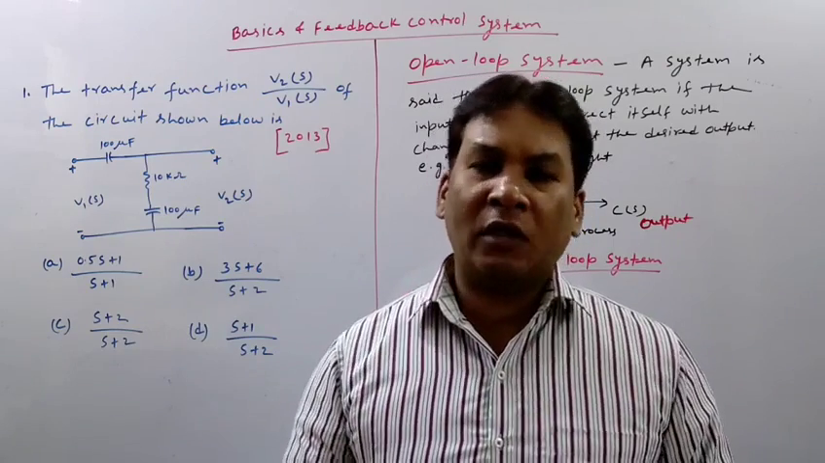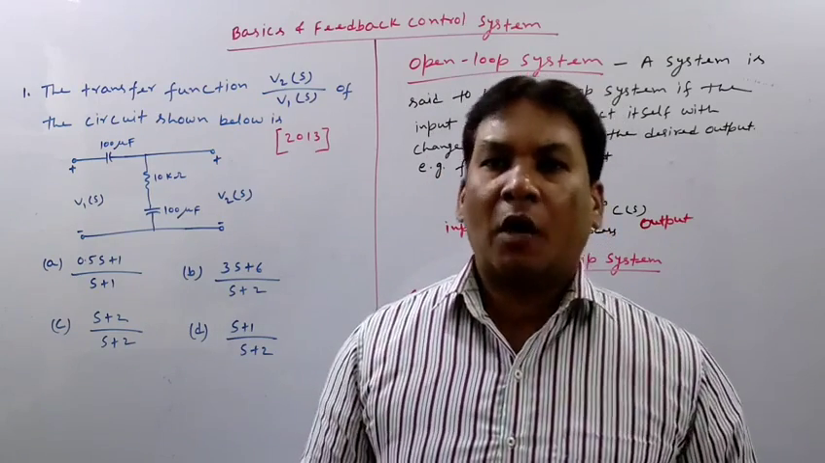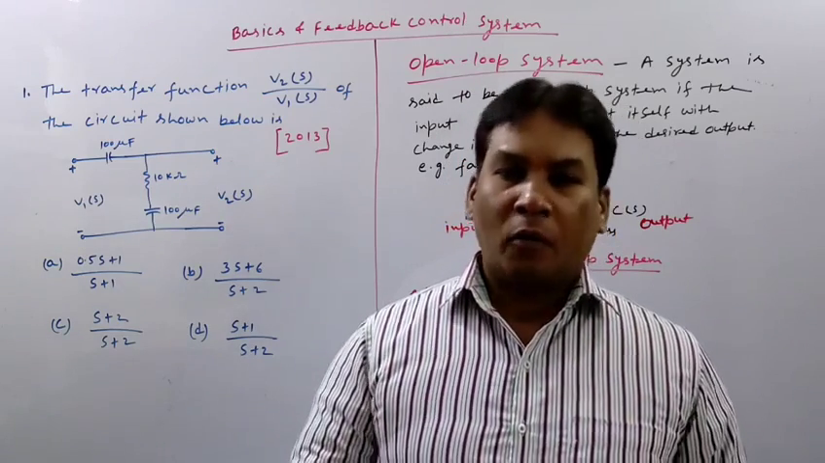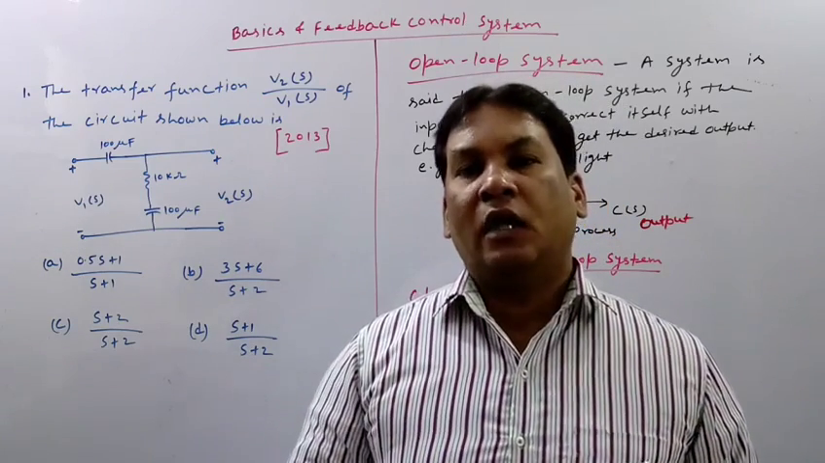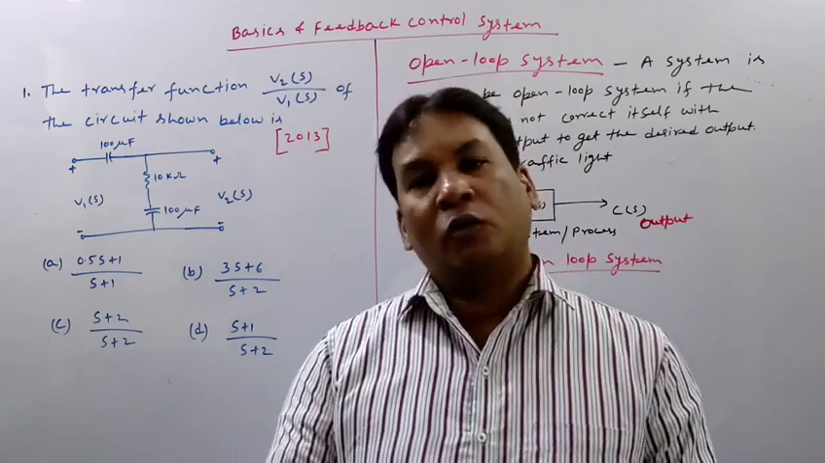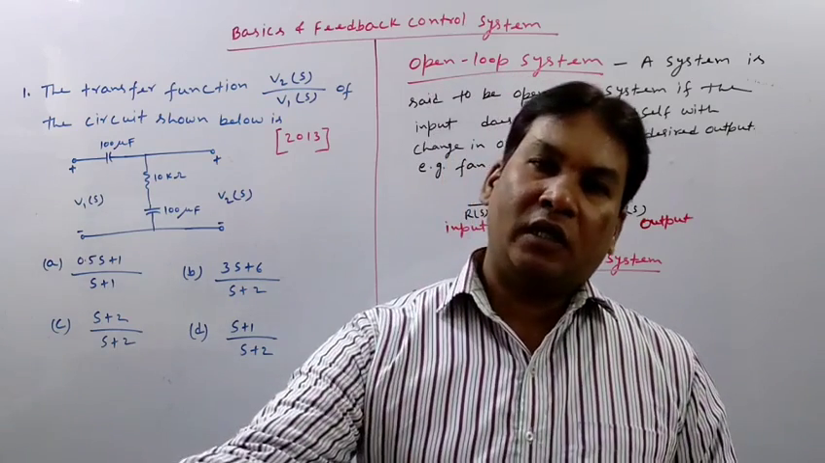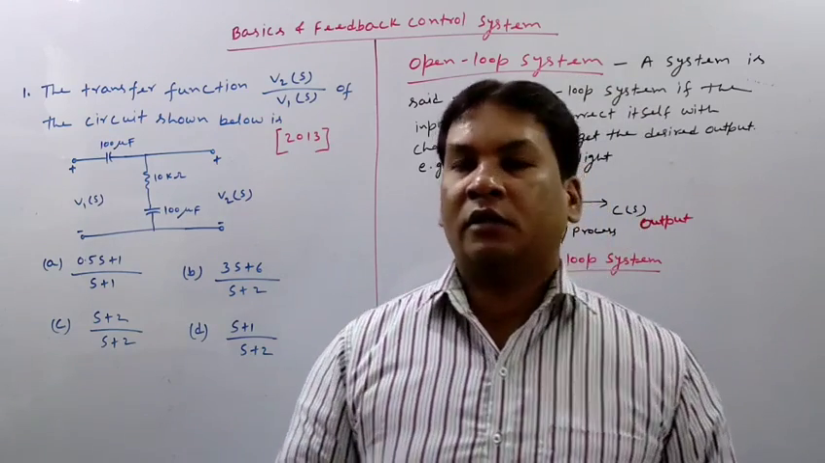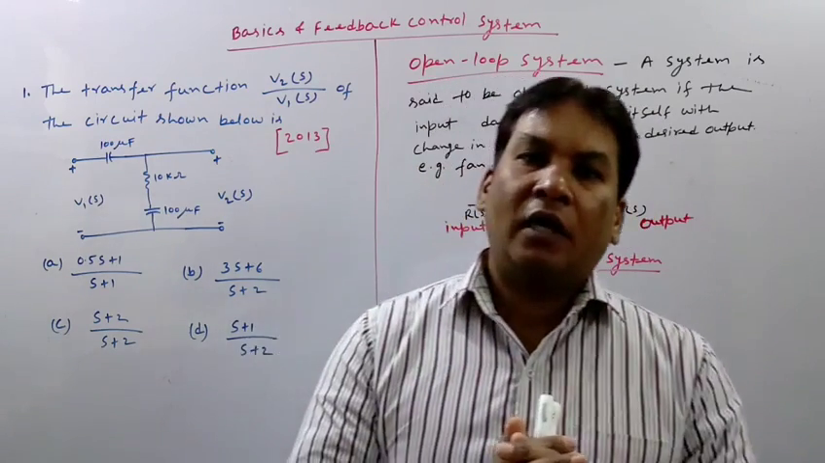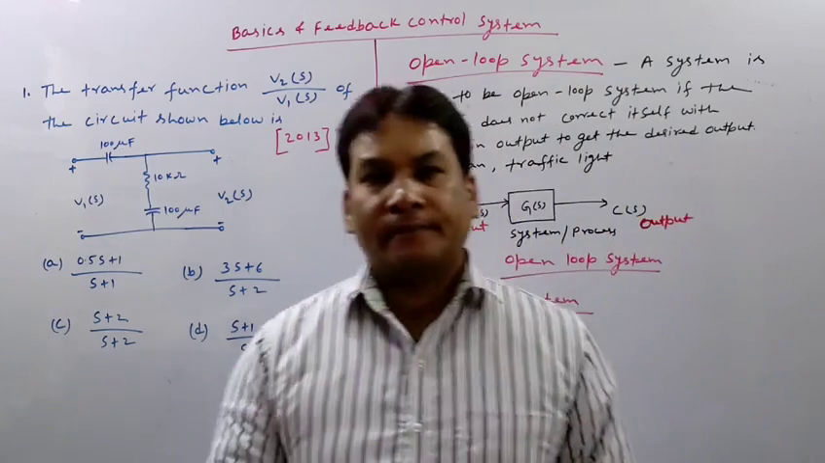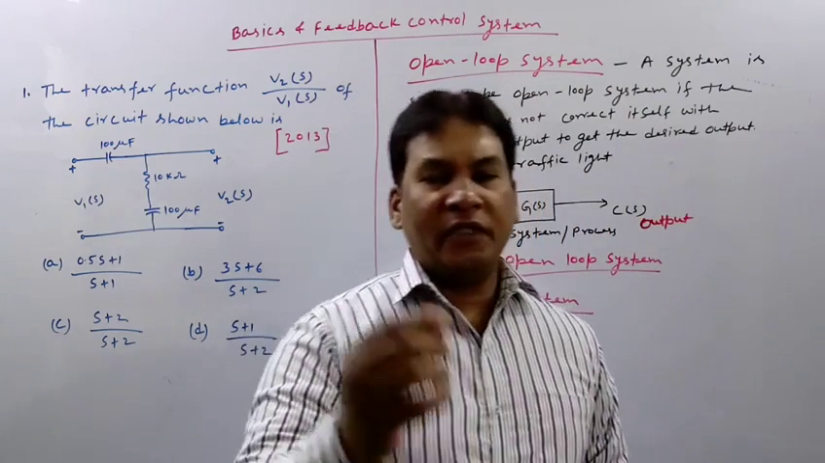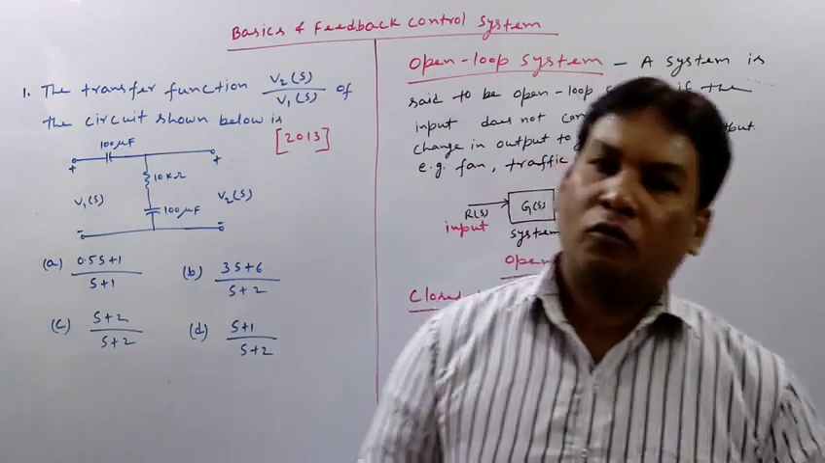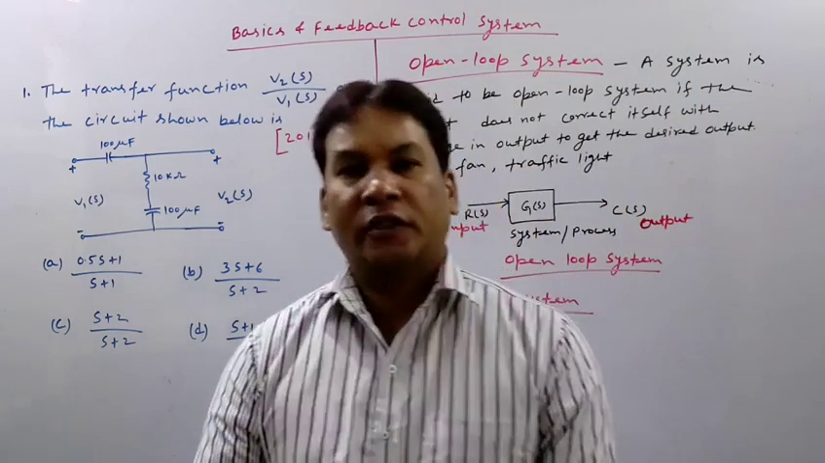Here, what is the output? Here the output is our speed, and what is the input? Here the input is breathing. So according to the change in output, the input corrects itself, so that the desired output could be obtained. Almost every system in the body is a closed loop system.